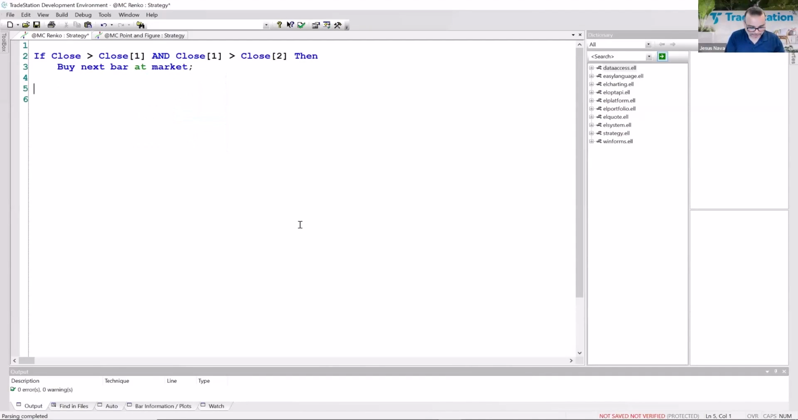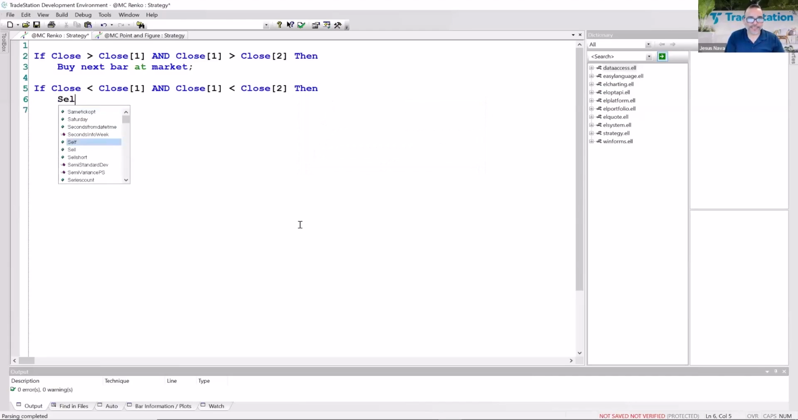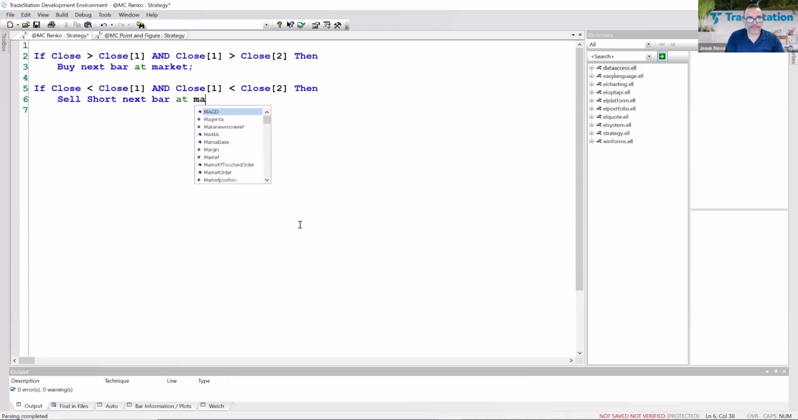And I'm going to do the other side, the 2 consecutive lower closes. If the close of the current bar is less than the close of 1 bar ago, and the close of 1 bar ago is less than the close of 2 bars ago, then I'm going to say sell short next bar at market. By the way, EasyLanguage is not case sensitive.